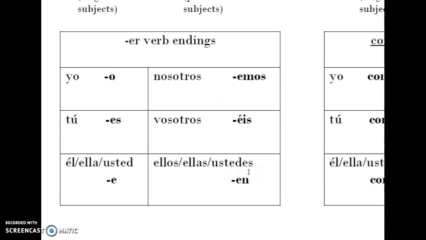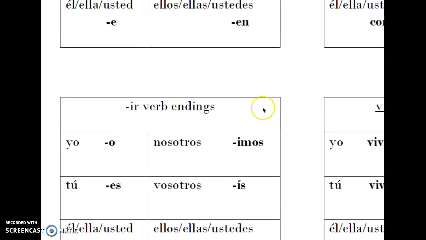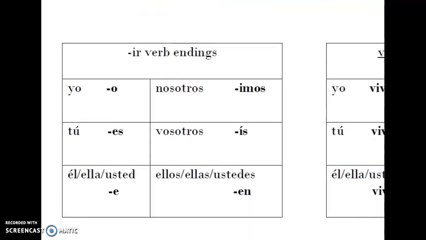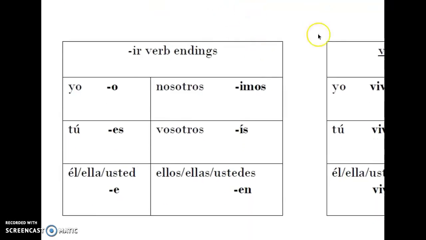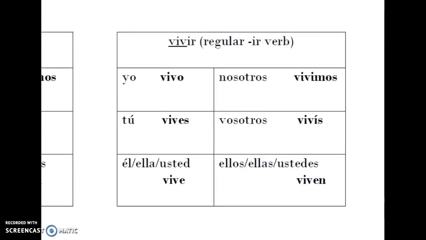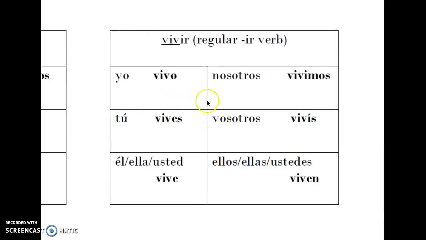Then we have the second group of verbs. I told you there were 3. The second group of verbs is ER verbs, and this is the pattern for ER verbs in the present tense. And then we have IR verbs, and this is the pattern for IR verbs in the present tense. And then on the other side of this paper, I have an example of each of those.